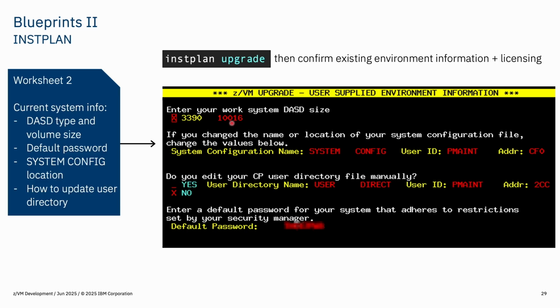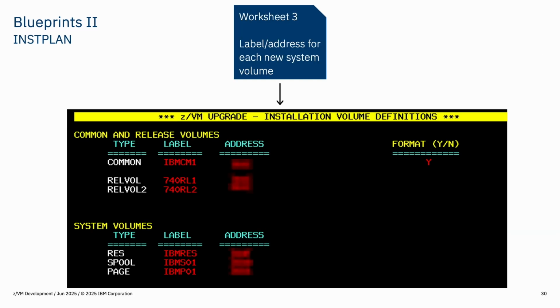Then it'll bring up this panel to fill in, and we'll be using information off our worksheet 2 for this panel. So the DASD type that you'll install your work system to, your system config file, how you edit your user directory, and the default password. This will become the default password for any new user IDs that are added by the upgrade installation. Next, we'll use the information from worksheet 3 to fill out the label and the address for each new system volume. Again, this is for the second level work system.